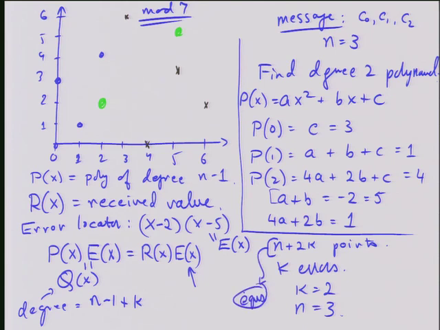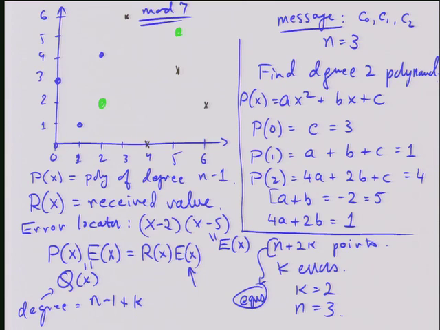How many unknowns do we have? Well, for q of x, we have degree plus 1, because 1 for each degree, and then there's a constant term as well. So we get n minus 1 plus k plus 1, which is n plus k. How many unknowns do we get from E of x? K. So we have n plus k plus k, which is n plus 2k unknowns. You have n plus 2k unknowns and n plus 2k equations. You solve. You live happily ever after because you can solve those n plus 2k equations.